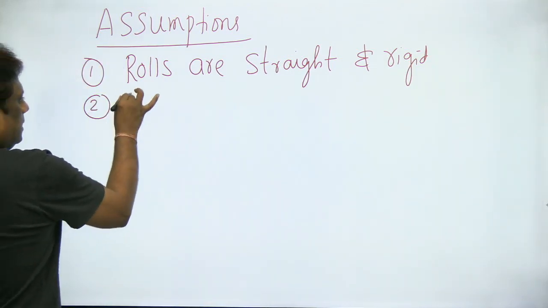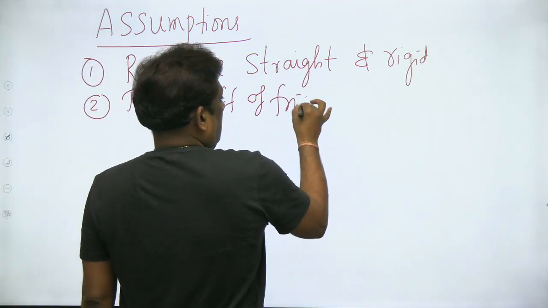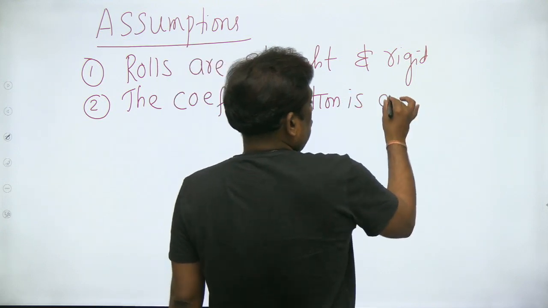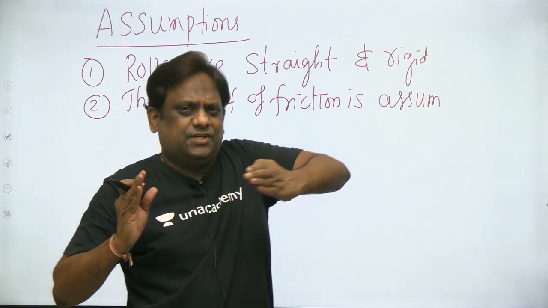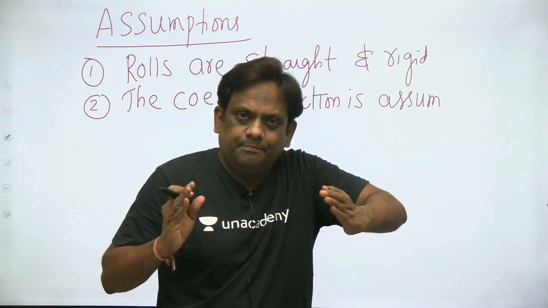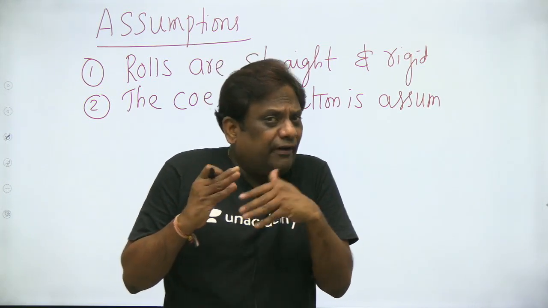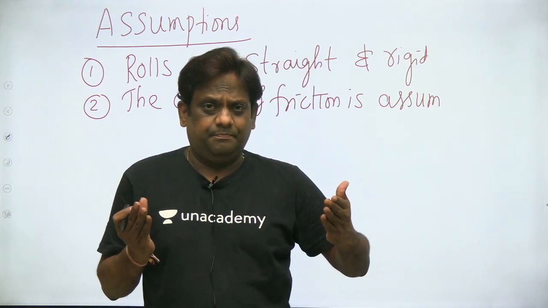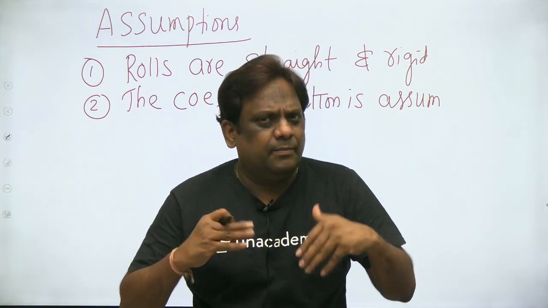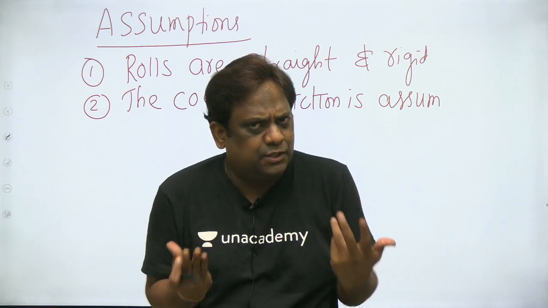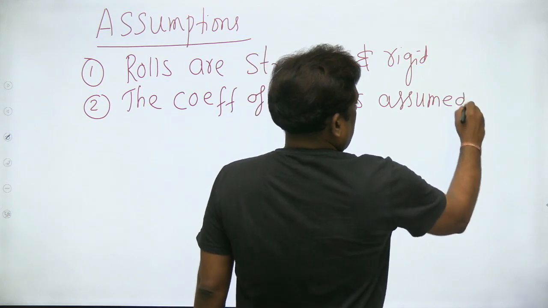Second, the coefficient of friction is assumed to be constant throughout. See, actually, I'll be showing you there is a deformation zone which extends over some region. Maybe due to different pressures and different working conditions, the friction may be different. But what we are assuming is that throughout the contact zone, which I'll be calling the deformation zone, I'll be explaining, don't worry, the coefficient of friction is assumed to be constant.